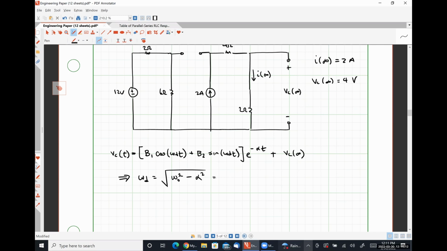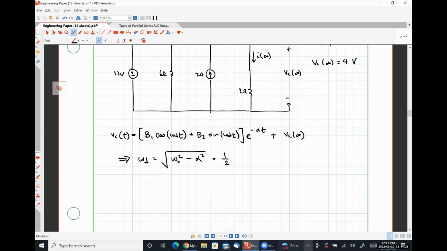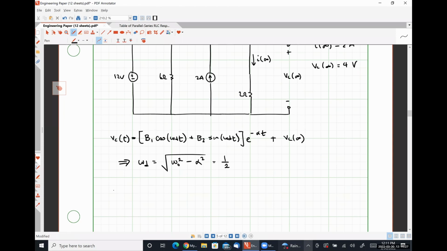Which is 1/2. All right, so from here, I'm going to say that VC at 0 plus is equal to, and then we're going to figure that out. We're going to substitute t equals 0 into our expression here and see what remains.